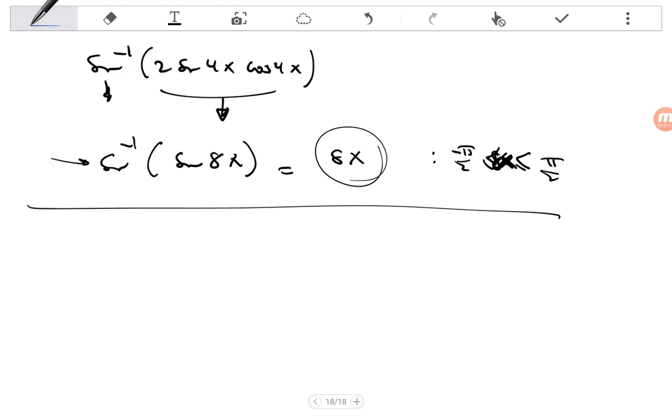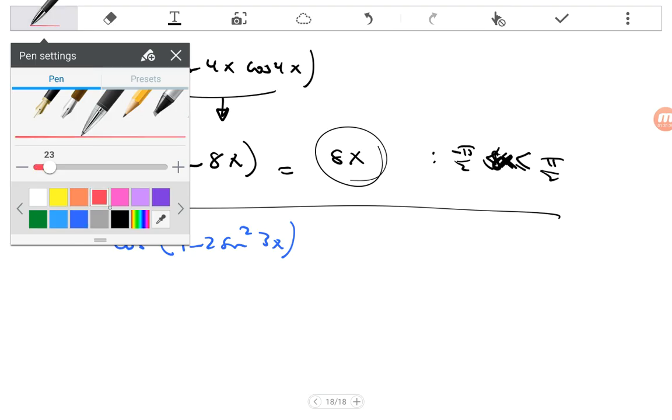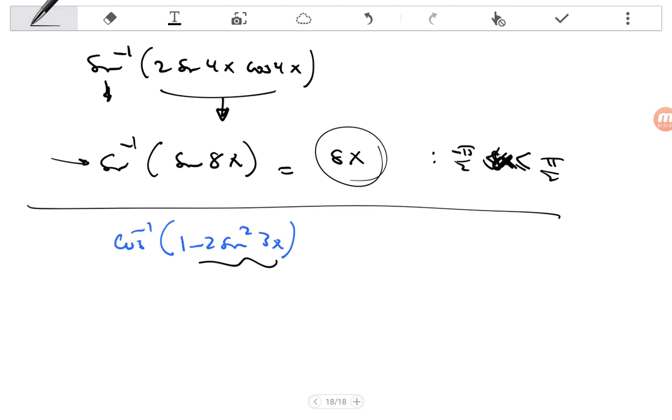What about this expression? Cosine inverse of 1 minus 2 sine squared 3x. Now in this case also I have the trigonometric function inside the inverse function. So I just consider how to express that function in terms of a cosine of some angle. Could I put that expression in terms of a cosine of some angle?